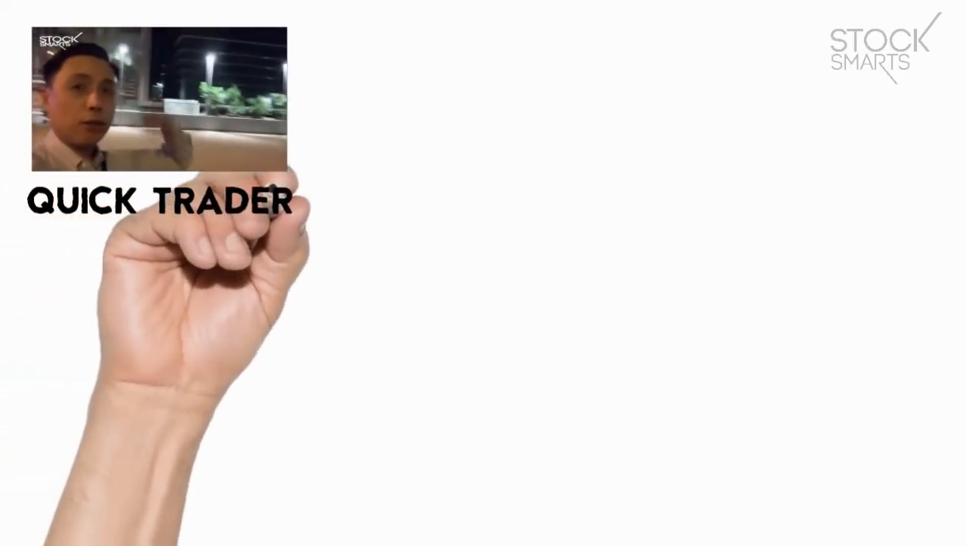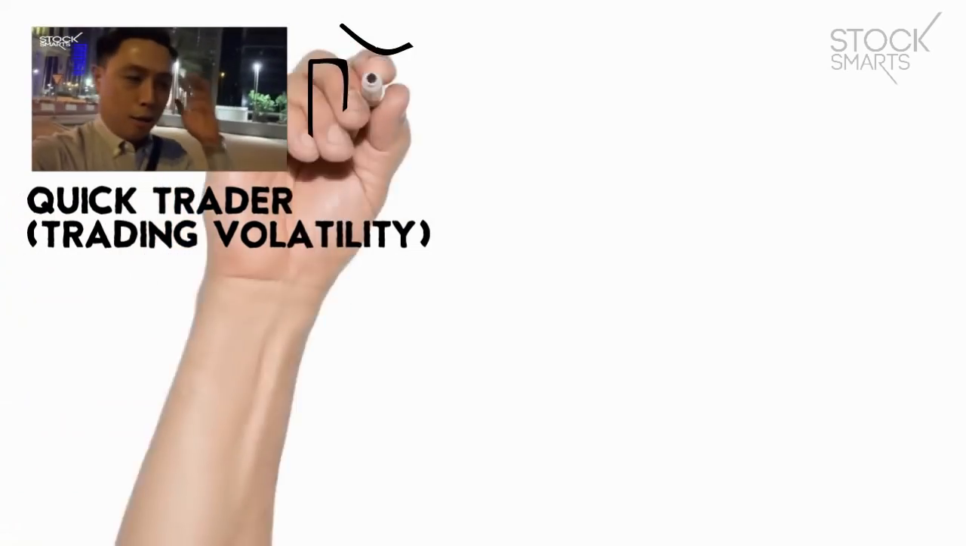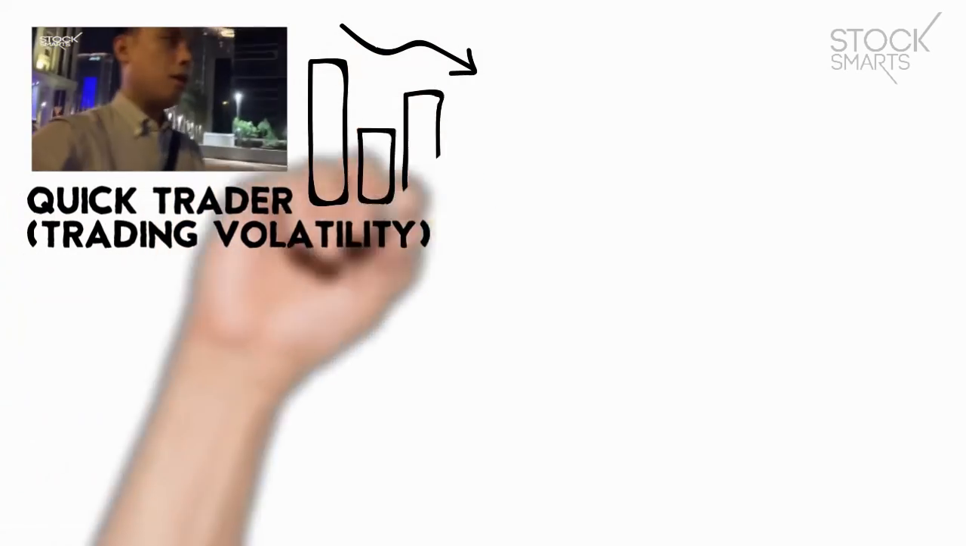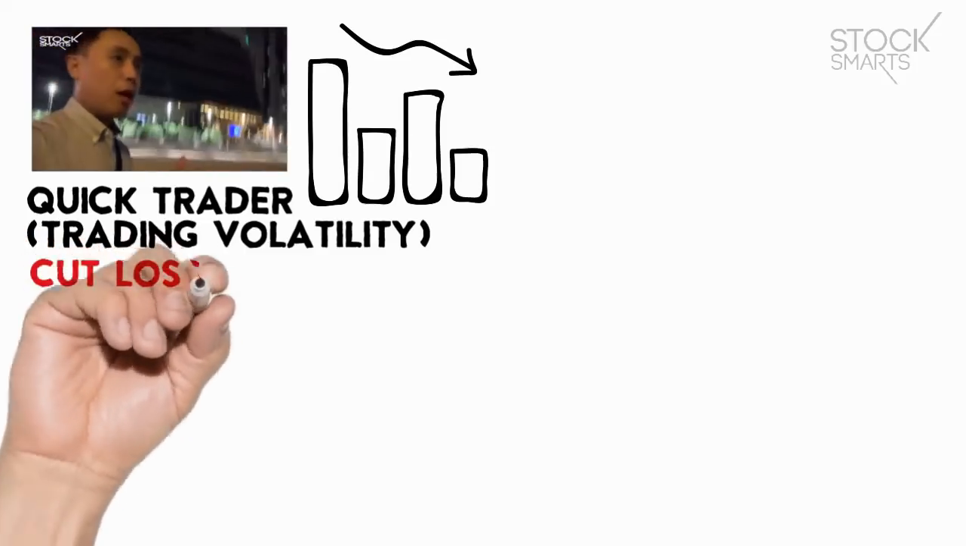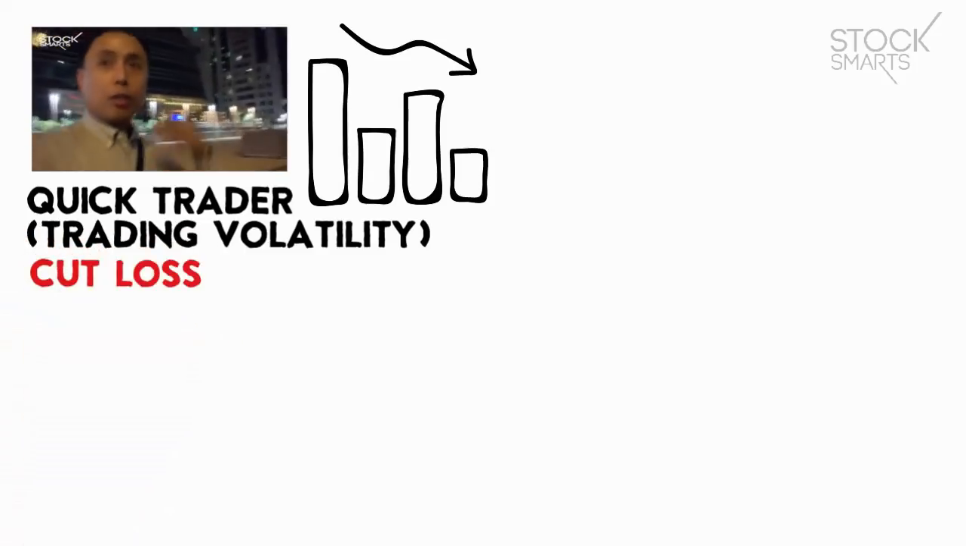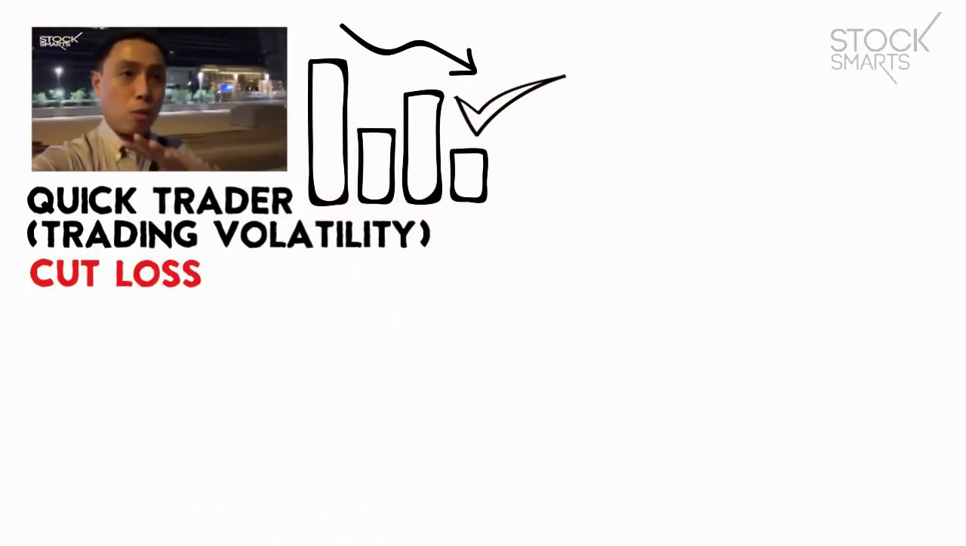What if you're a quick trader? You're trading the volatility for stocks that are in downtrends, for stocks that are breaking down. By all means, you are a quick trader, cut loss. I repeat, for stocks that are in downtrends, for stocks that are breaking down, and you are a quick trader, you must cut loss, you must stay away.